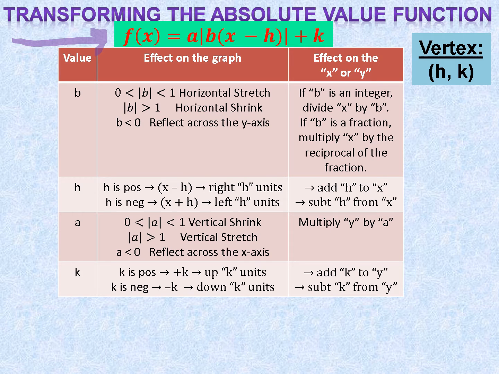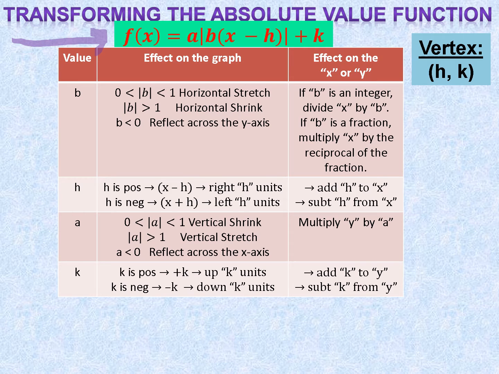Now let's talk about H. H is positive if it's X minus H. If it's X minus H, then your H is really going to be positive, and that means you are going to move to the right H units. If H is negative, so if you get something like X plus H inside your parentheses, that H is really negative, that means you're going to go to the left H units. Okay, so X minus H, we're going to go to the right. X plus H, we're going to go to the left.